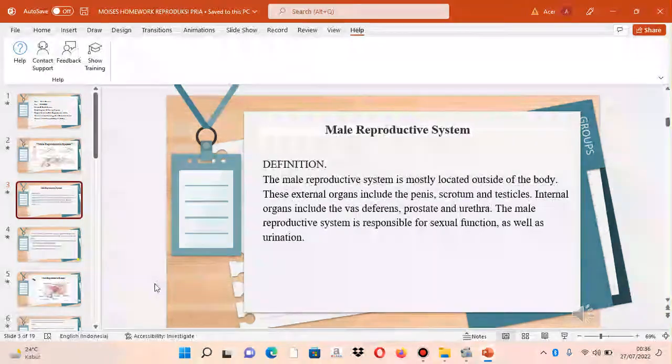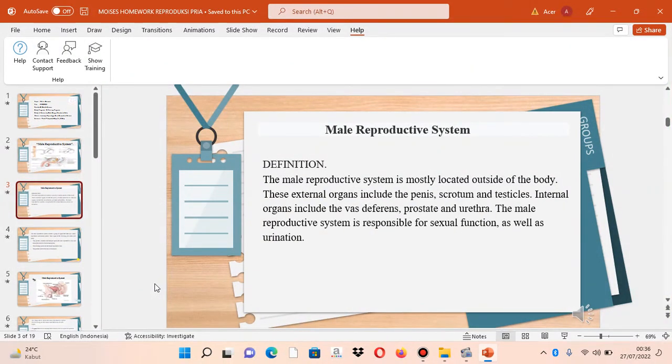The male reproductive system is mostly located outside of the body. These external organs include the penis, scrotum, and testicles. Internal organs include the vas deferens, prostate, and the urethra. The male reproductive system is responsible for sexual function as well as urination.